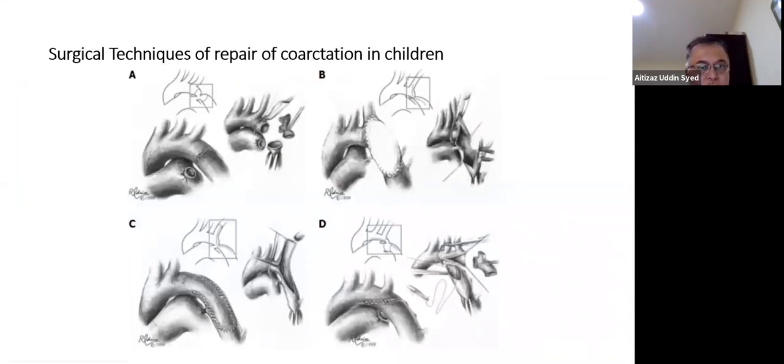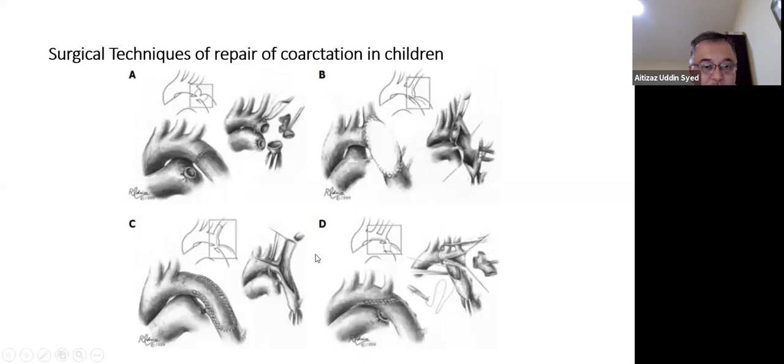I think you might have seen this type of cartoon. What is available to us? We divide the ductus and do this end-to-end anastomosis. We can put a patch on it. If it is too tense, you cannot bring it together. I think you have to bail yourself out, open it, and put any patch, Gore-Tex patch, pericardial patch, whatever is available to you, to bail yourself out.